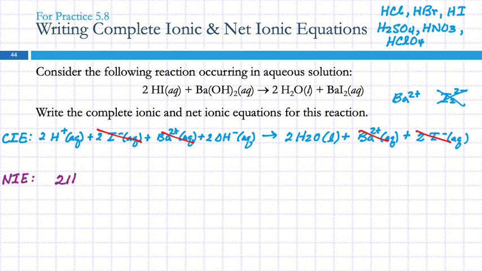So 2 hydrogen ions plus 2 hydroxide ions is going to give me 2 water molecules.